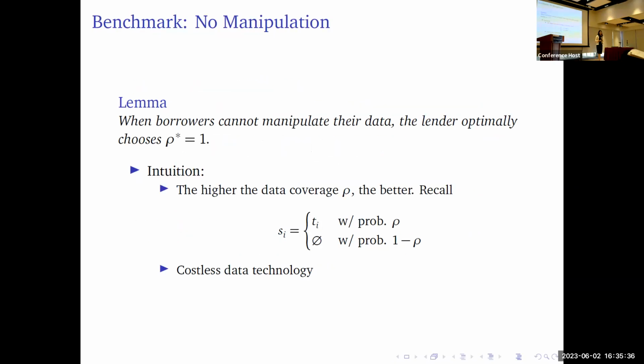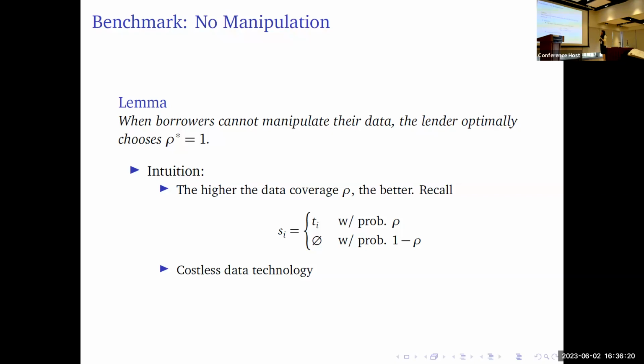So let's start from a benchmark. We shut down the manipulation. So you can think of this benchmark as the traditional data. You submit your assets, tax reports, and you cannot do anything. You cannot manipulate it. So this setup can be interpreted as a setting where the manipulation cost is definitely high, so no one will ever think about manipulating their own data. And so what we show in this setup is that in equilibrium, the lender will just choose the most advanced data technology, which is characterized by the optimal rho being 1.